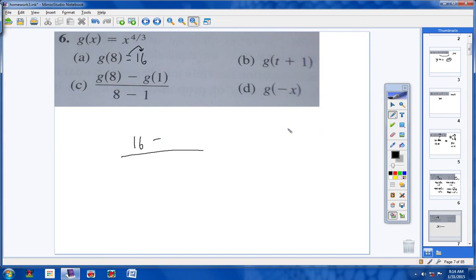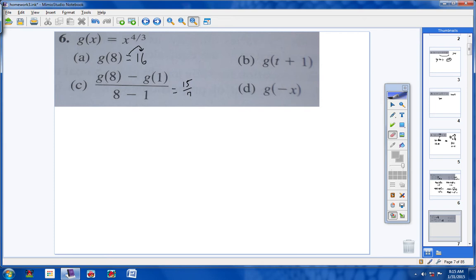Well, guys, 1 to the 4/3 power is just going to be 1. 1 to any power is just going to be 1. But I'll show you if you want to see it. 1 to the 4/3 is the cube root of 1 to the 4th power. 1 times 1 times 1 times 1 is 1, and the cube root of 1 is 1. You can use a calculator also. 1 to the 4/3 power is 1. And then we have 8 minus 1, which is 7. 16 minus 1 is 15. So we're getting 15 over 7. Okay, 15 over 7.